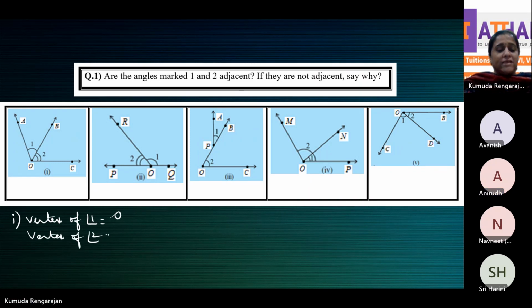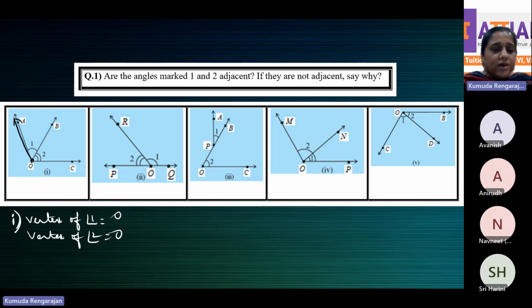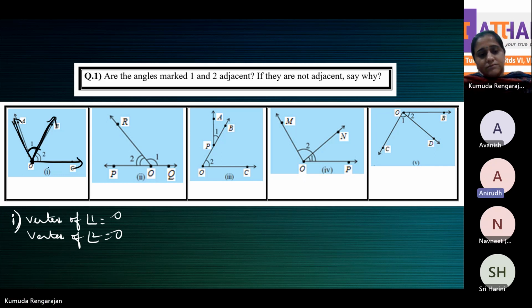Ma'am, angle 1 includes AOB and angle 2 includes AOC, like that? No, vertex is from where the rays start off. All the rays, OA, OB, and OC, all of them start from O, no? Yeah, ma'am, so the vertex of angle 1 is at O because OA and OB, the rays, start from O.